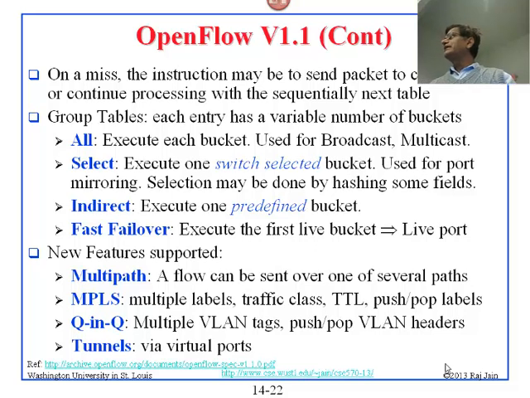MPLS is basically multiple labels you can push and pop and go through table chaining. Q-in-Q, multiple VLANs, which is exactly similar to MPLS. You look at the first VLAN, and if you need to look at the second one, then you go to the second table. And tunnels. Now tunnels are VXLAN tunnels, NVGRE tunnels. VXLAN is most common, right? So it could be VXLAN, NVGRE, or one of those tunnels that we talked about earlier.